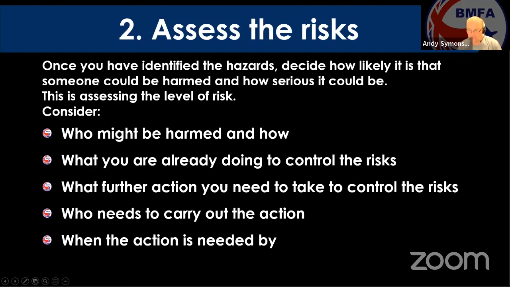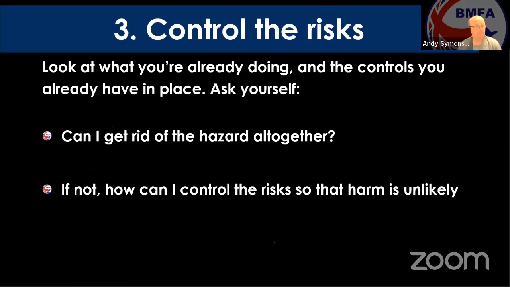And then we move on to controlling the risks, which is step 3. So look at what you're already doing and the controls you already have in place yourself. From the hazards you've identified, can you get rid of the hazards altogether? You know, we know a spinning propeller is a hazard. We can't get rid of that altogether and carry on what we're doing. So we then have to decide how we can control that risk so that harm is unlikely.